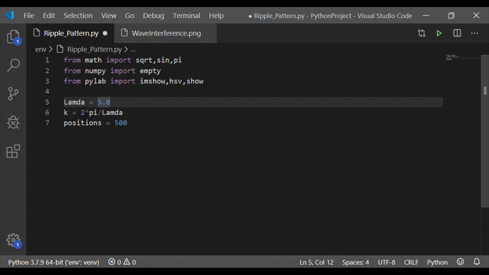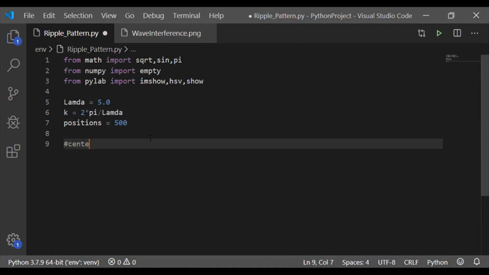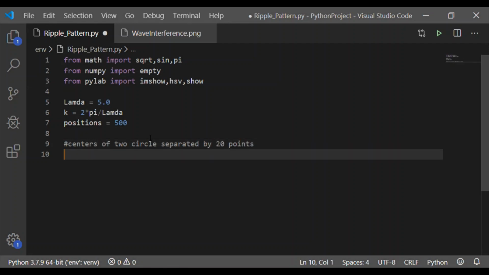Here lambda takes the value of 5 and k is 2 times pi divided by lambda, and let me define the variable positions as 500 so that it helps us to take 500 positions in the ripples formed.